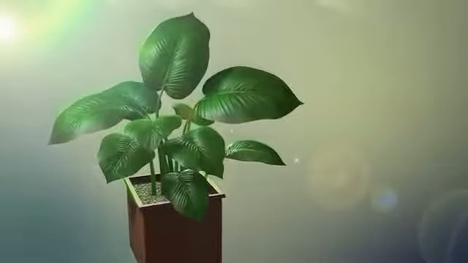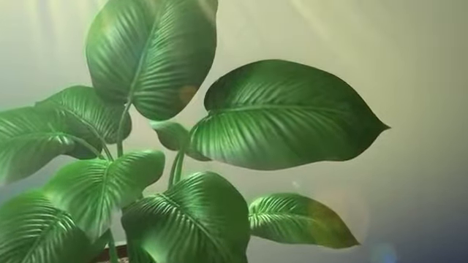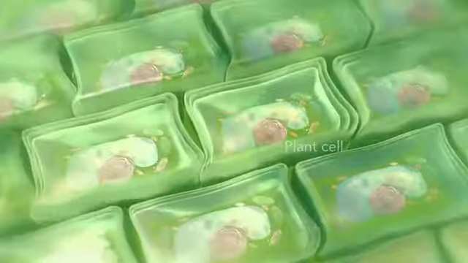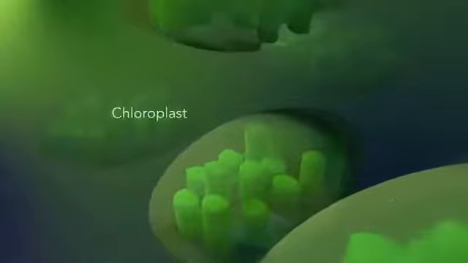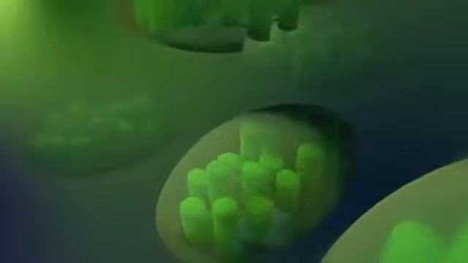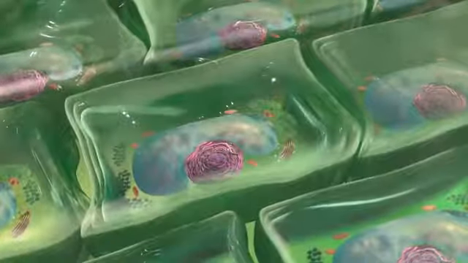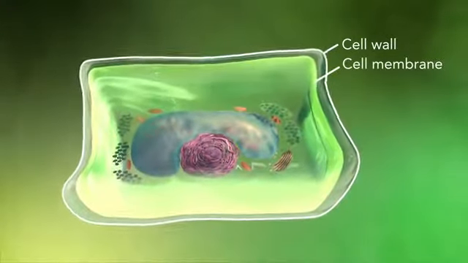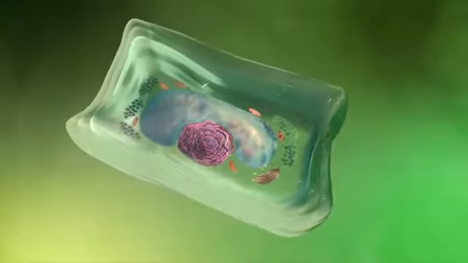Some organisms, such as plants, that are photoautotrophic, meaning they capture sunlight for energy, have cells with an organelle called a chloroplast. The chloroplast is where photosynthesis happens. It's green because it has a green pigment called chlorophyll. Plant cells also have a cell wall outside of their cell membranes that shape, support, and protect the plant cell. Animal cells never have a cell wall.